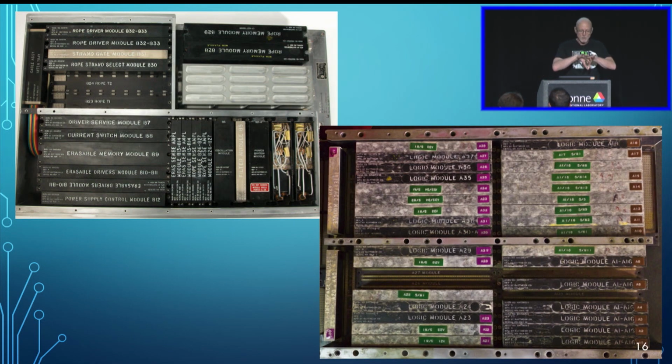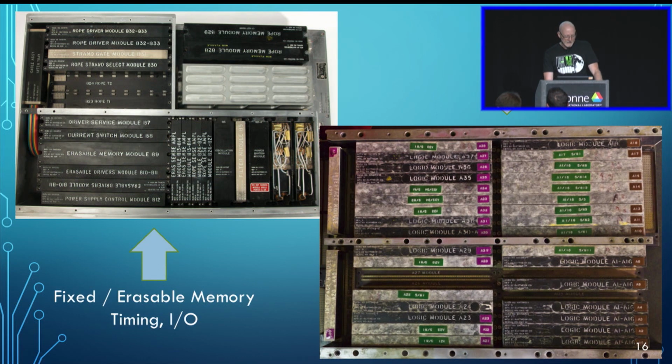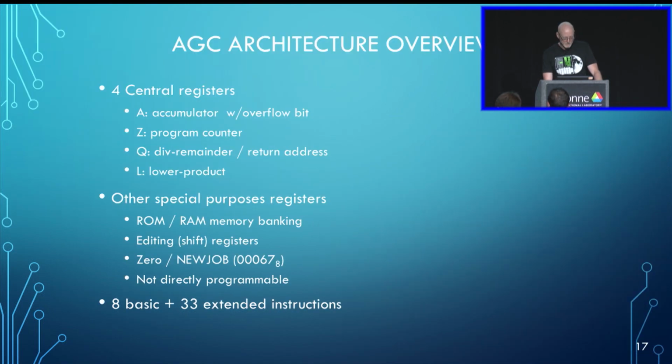If you break that copper housing apart like a clamshell and open it up, you see this inside. This is the CPU. This is basically the 2800 integrated circuits forming the CPU and all the registers. And then this is fixed and erasable memory, timing, power supplies, and other aspects of the machine. So again, it had 4 central registers: accumulator, program counter, the Q register, which was for the remainder after a division, and the L, which was for the lower product after a multiply. A number of other interesting registers on the machine.